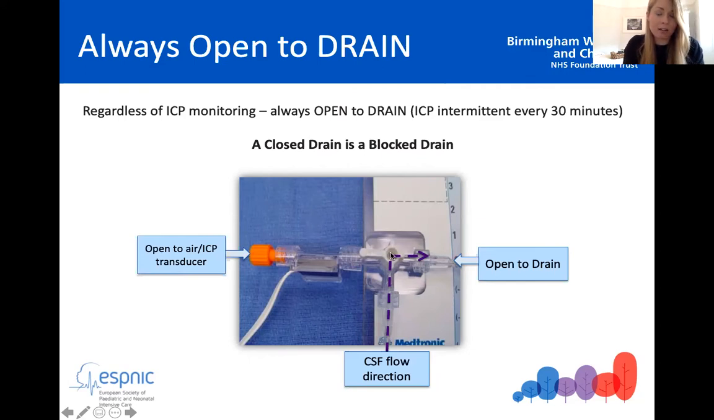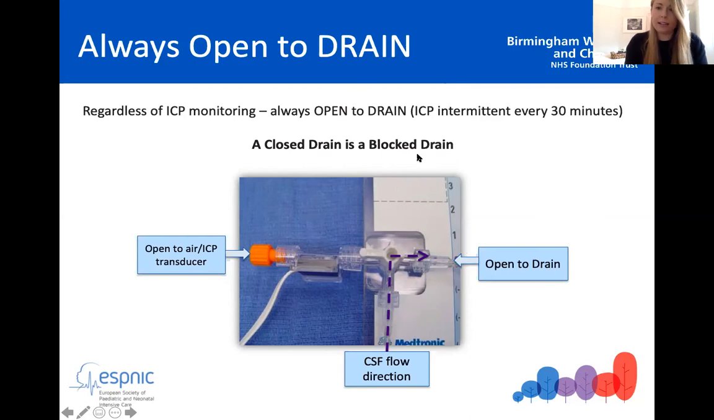And so if it's turned, it can only drain CSF, so the CSF flow will come through the tap here into the drainage chamber, or if the tap is turned, it will be off to drain and open to where you connect to the ICP. So if this tap is left off in the opposite direction, no matter how much CSF is trying to come out of the ventricles, it's off to the drainage chamber, and therefore CSF won't be able to flow, and we will increase the ICP. So a closed drain is a blocked drain.